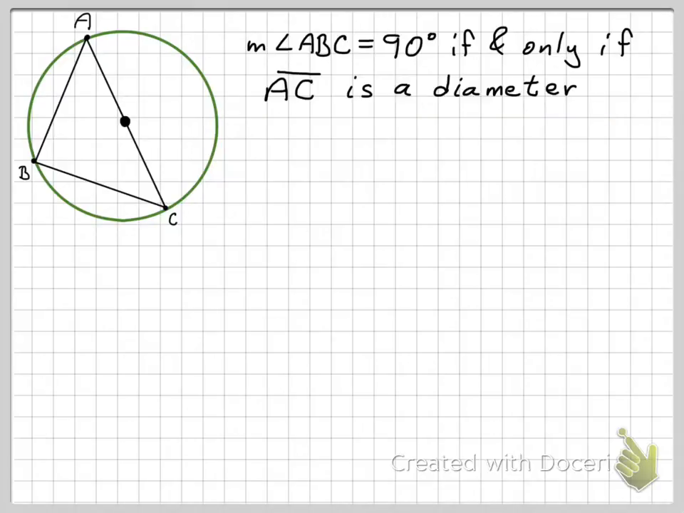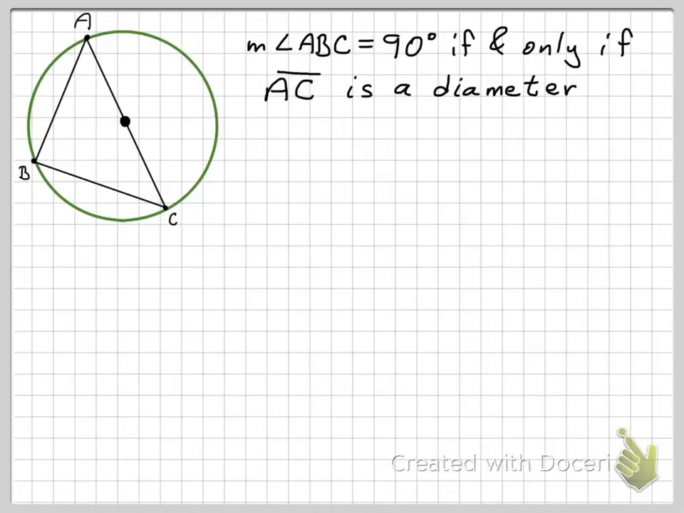And yet another way of saying it is right here. If the measure of angle ABC is 90 degrees, if this is a right triangle, if ABC is 90 degrees, then line segment AC must be a diameter. And since AC is clearly a diameter, because this chord is going through the center, then this must be a right angle. Must be 90 degrees.